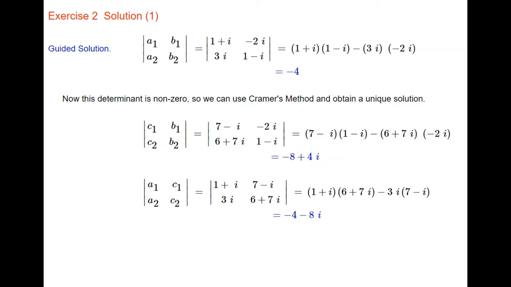Similarly, the other determinant, which is represented by the determinant of a1, c1, a2, c2, for our case, will be the determinant of 1 plus i, 7 minus i, 3i, and 6 plus 7i. That will all expand to 1 plus i times 6 plus 7i minus 3i times 7 minus i. Expand that out and simplify it. You get minus 4 minus 8i.